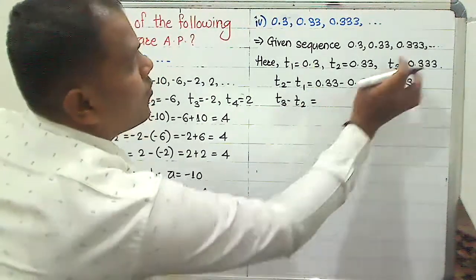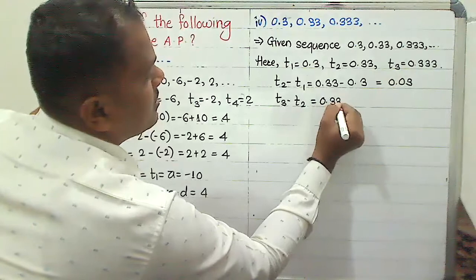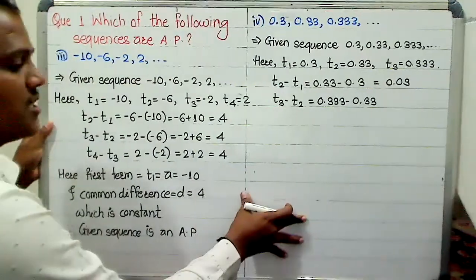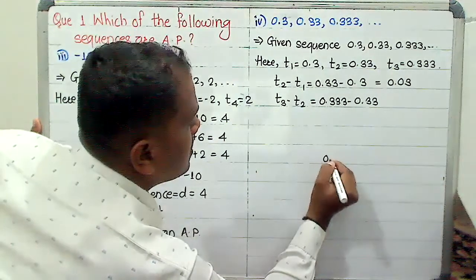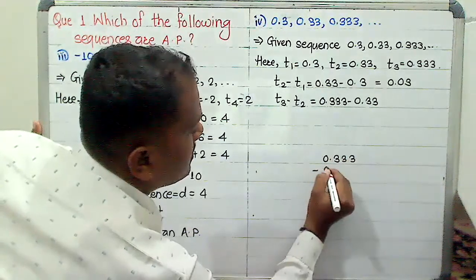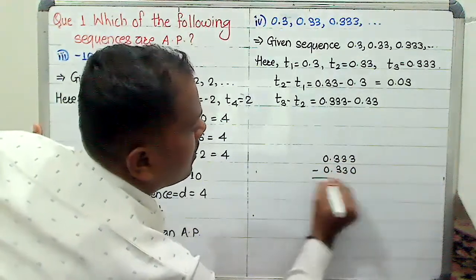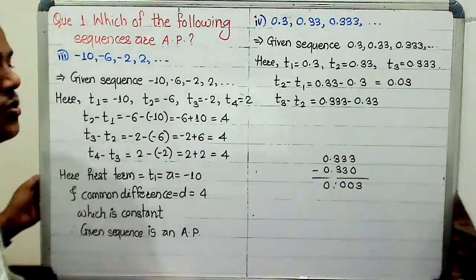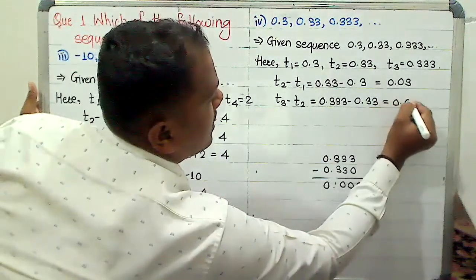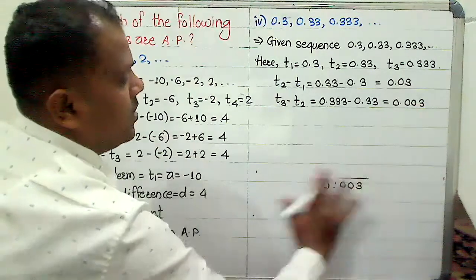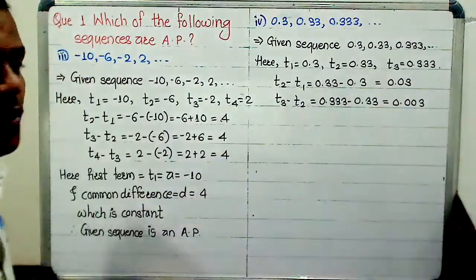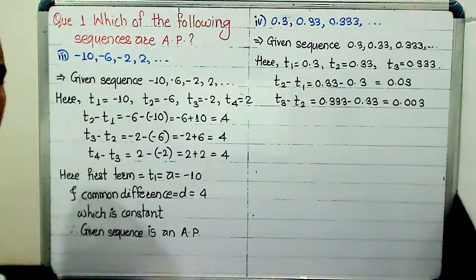Again, now T3 minus T2. So T3 minus T2, value of T3 is 0.333 minus 0.33. So I'm doing this subtraction here. Okay, so vertically 0.333 minus 0.33. Okay, so 3, this 0, 0, 0. So this subtraction is 0.003, and if you observe carefully, the difference between two consecutive numbers is not same here. So therefore, this sequence is not an AP.